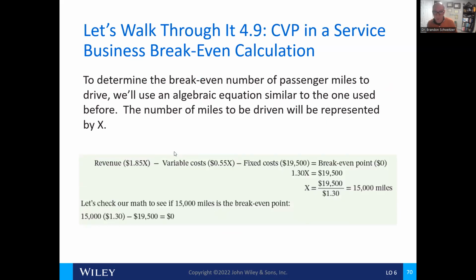Based off of this information, we take the revenue of $1.85 times X, which is the number of miles, minus variable cost of 55 cents times the number of miles, minus the fixed cost equals a break-even point of 0. This tells us revenue minus variable costs is $1.30 times the number of miles. We take the fixed cost divided by $1.30, giving us 15,000 miles to drive in order to break even.